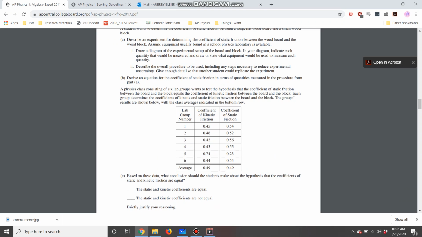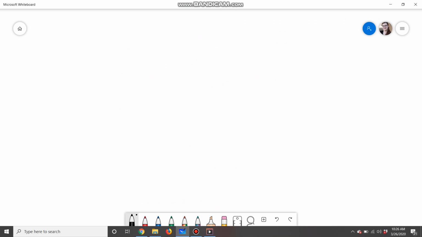Okay, so based on these data, what conclusions should the students make about the hypothesis that the coefficients of static and kinetic friction are equal? Now we can rely on our own scientific knowledge here, right? We don't necessarily want to just look at the class averages and say, oh yeah, those are the same, so definitely they're going to be the same. Your correct answer is that the coefficient of static friction is not going to be equal to the coefficient of kinetic friction. And the reason I provided for that was that we can't trust the class average, right?